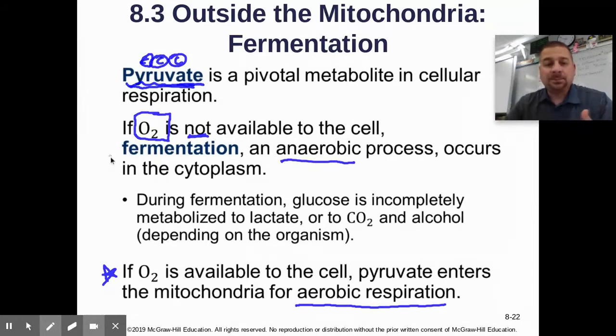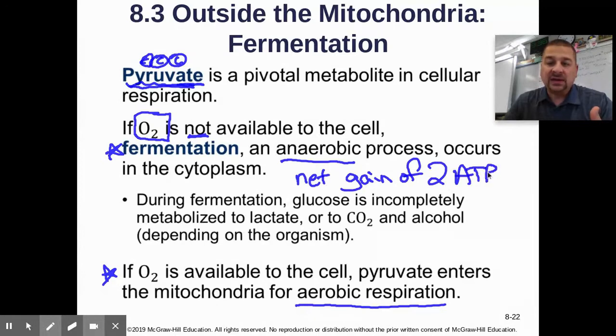So there are processes they go through called fermentation, different types of fermentation, in which glucose is incompletely broken down, but we still get, remember, you can still go through glycolysis, which gives you a net gain of 2 ATP. So it allows some energy production to continue.